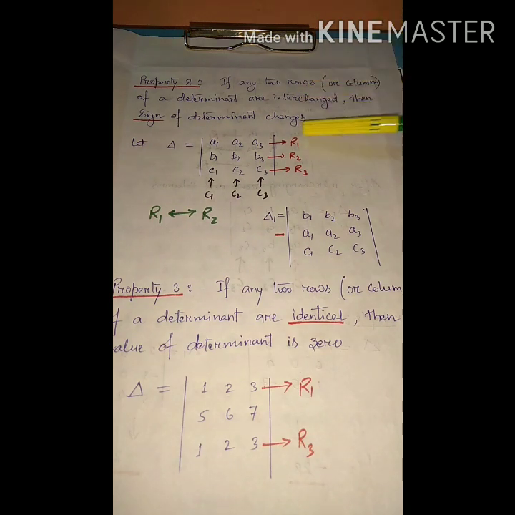This may be R1 interchange R3 also. Is it clear? So here not only the row, you can interchange the column also. So C1 interchange C3 also we can do. Is it clear? Okay.